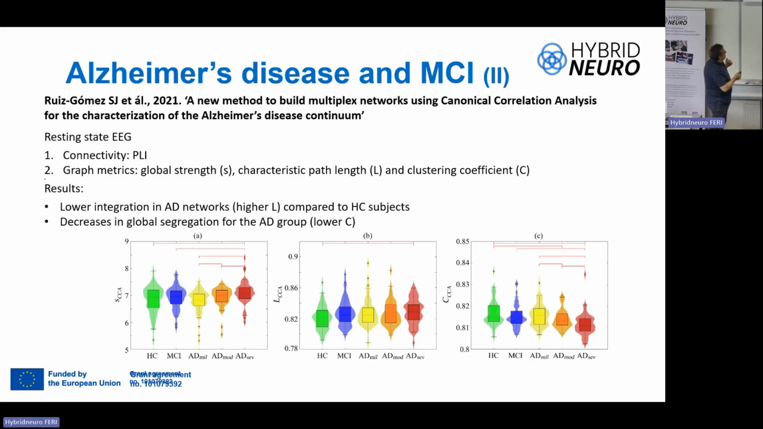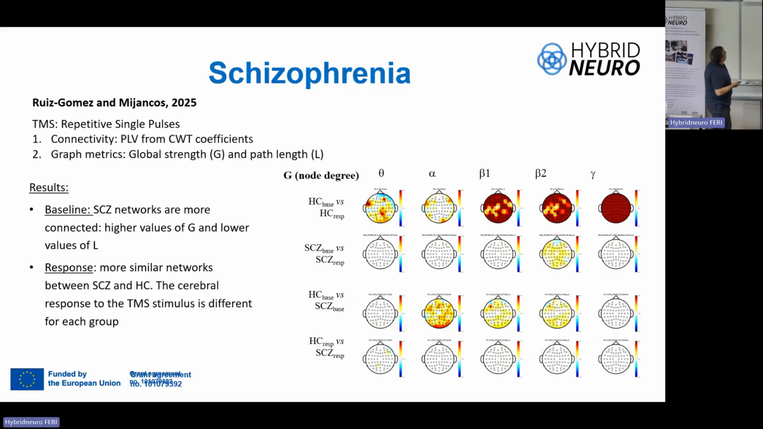So more or less the parameters show the effect of the disease in the brain network of the respective patients. This is another article. We have to prepare the manuscript. This is very recent, also with Saul. We use phase locking value, to finish, with continuous Fourier transform.